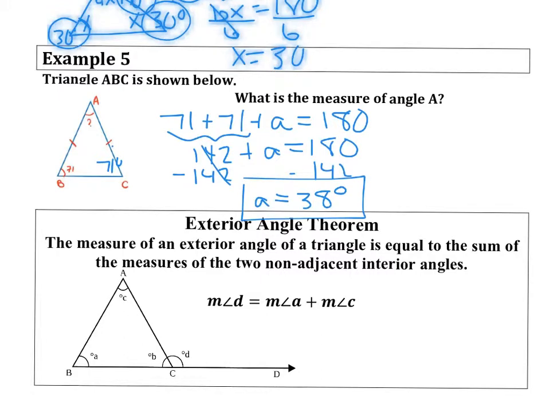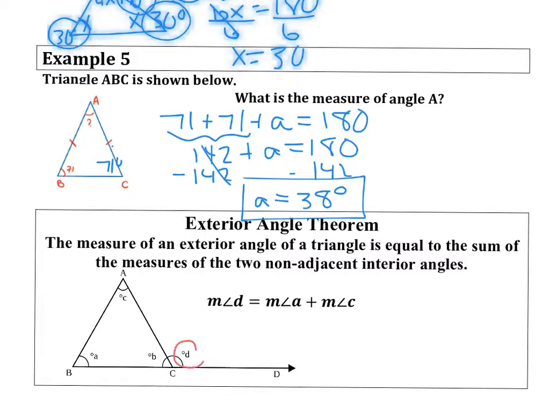Okay, the next thing we're going to look at is called the exterior angle theorem. And it's kind of a counterintuitive theorem, well, it's an intuitive theorem, but it says that the measure of an exterior angle of a triangle is equal to the sum of the measures of the two non-adjacent interior angles, meaning the two that are not next to it.